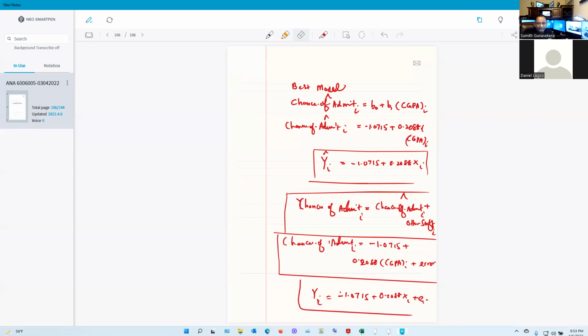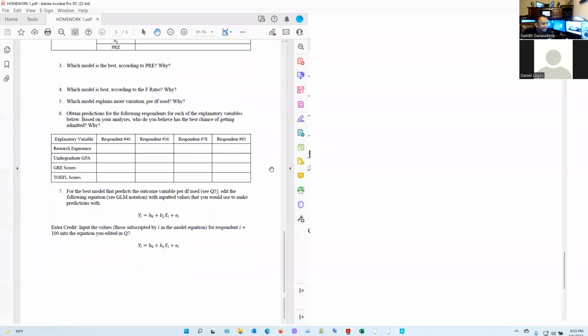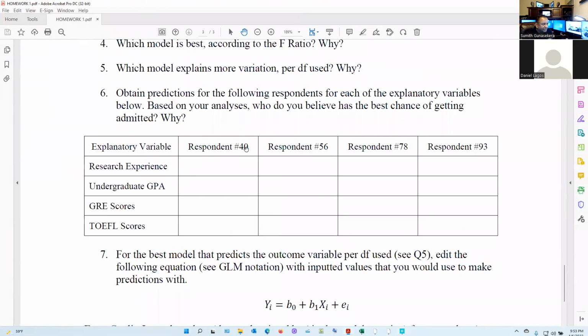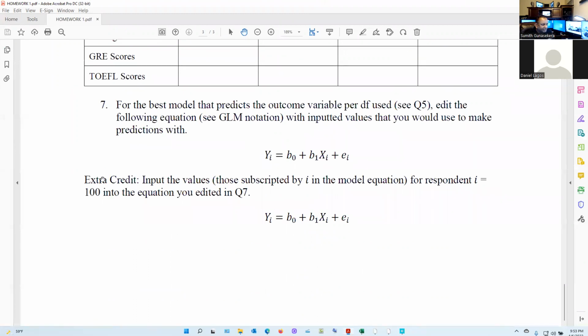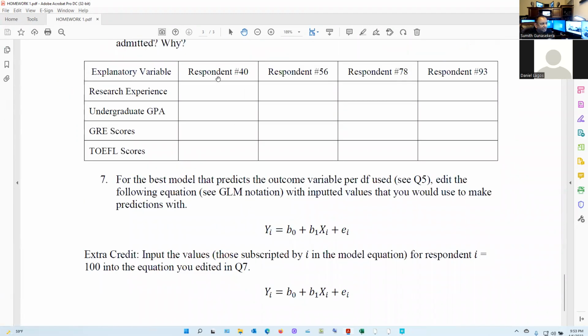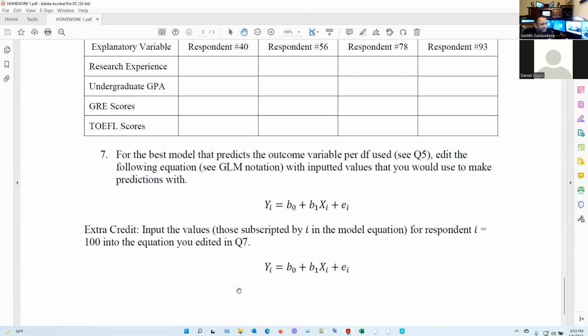Then we're going to ask for the extra credit. They say to do the same thing for the 100%. If you want to do respondent 40, 50, 60, 70, 80, 93, in similar fashion you can find it for the 100. For the 100 one, you don't have to do everything. You have to pick this only. Go to the 100 one and then undergraduate GPA only. See, this entry only you need, and input the values for independent I100 into the equation you created.